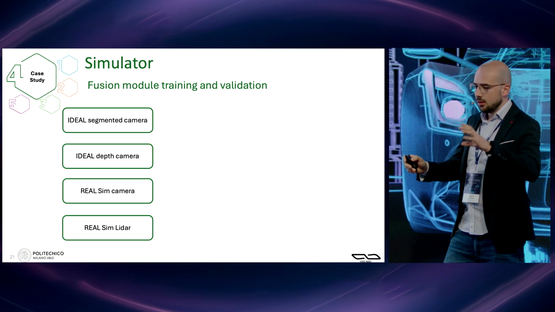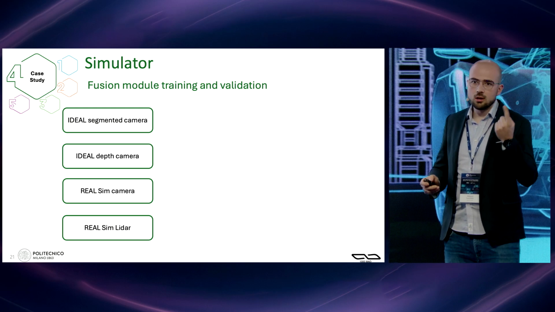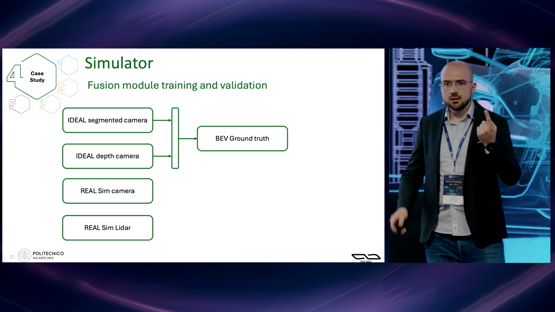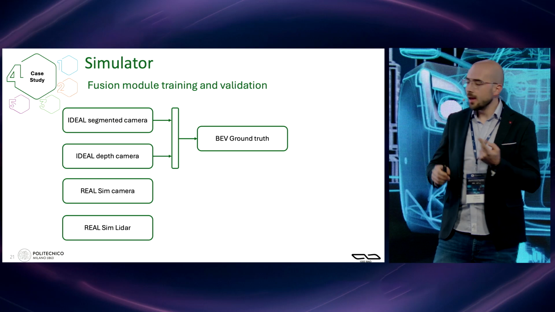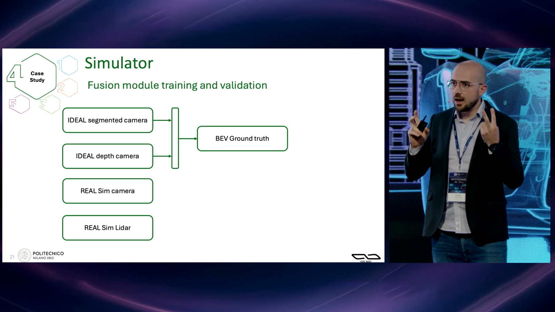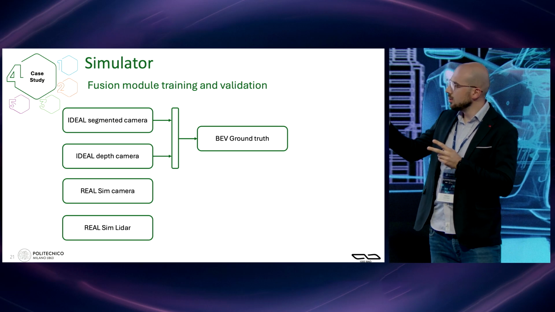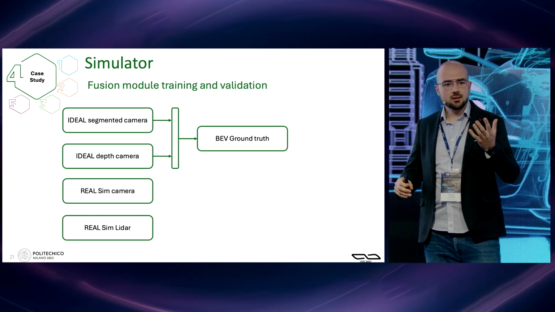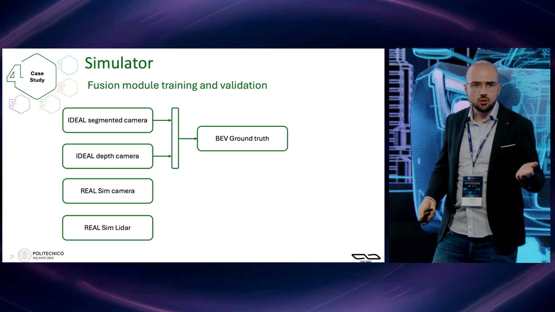To train a network, we need two things. First, the ground truth. So we use the ideal segmented data of the camera that the simulator can provide, because it knows exactly all the environment, and the ideal depth camera, something like this LiDAR, but more dense and more precise. Altogether, these combined can generate the ground truth, the data that is the perfect identification of the street.